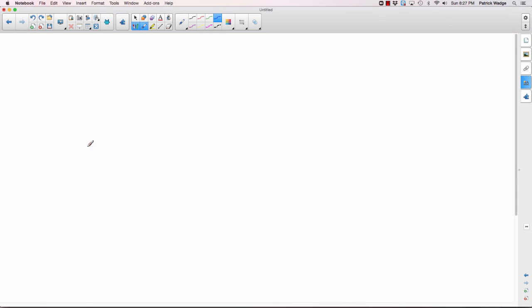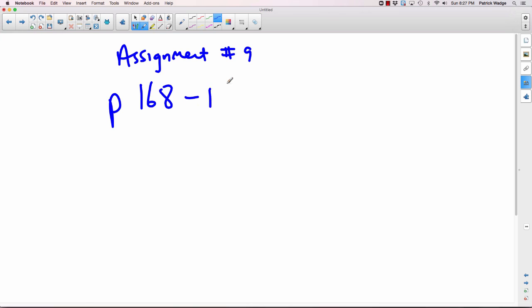All right, here is your assignment. It is on page 168. This is assignment number 9. It goes all the way up to 170, I believe. Oh my gosh, no, it goes further than that. It goes all the way to 172. We're going to do numbers 1 to 28. Wow, that's quite a few questions.